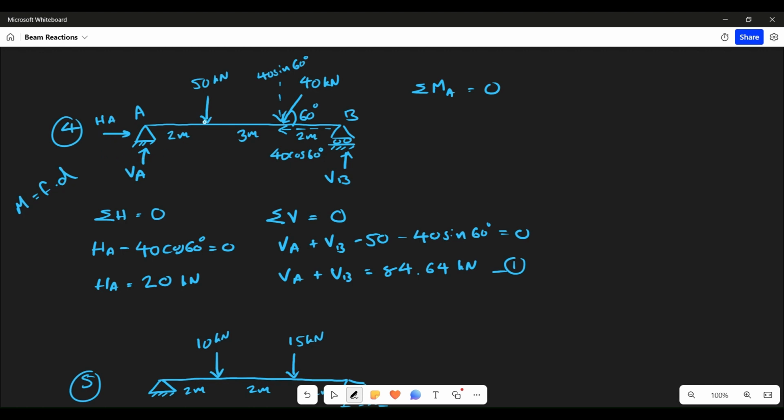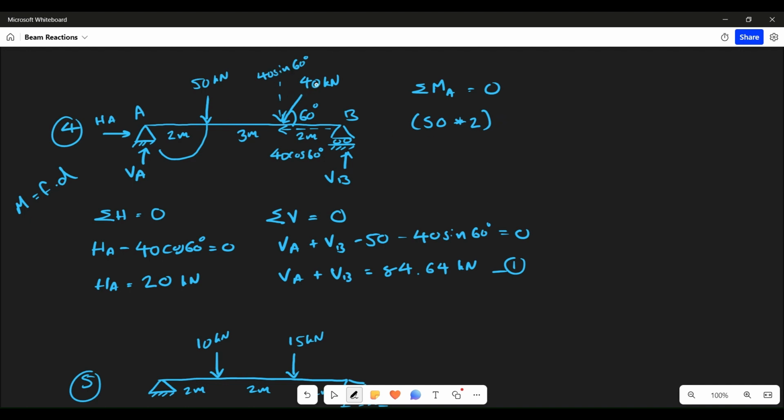Let's move ahead to this 50 kilonewton force. Now this 50 kilonewton force, take this to point A, it is clockwise, so it will be positive, right? 50 into distance, which is 2. Moment is force into distance, 50 into 2. Next moment will be due to this.